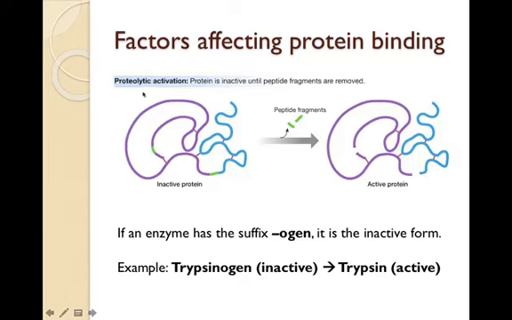A little bit of nomenclature. Often when you have an inactive protein or an inactive enzyme, that inactive enzyme has the suffix ogen. So anytime you see the suffix ogen on anything, it means that it's likely an enzyme that is in inactive form. So the example, trypsinogen. In inactive form, it has that ogen attached. When it becomes activated, that suffix ogen goes away and it just becomes trypsin.